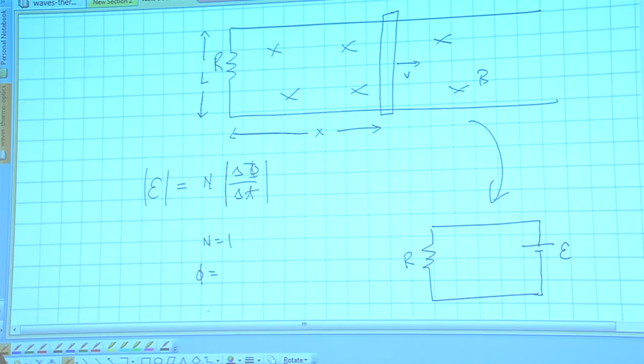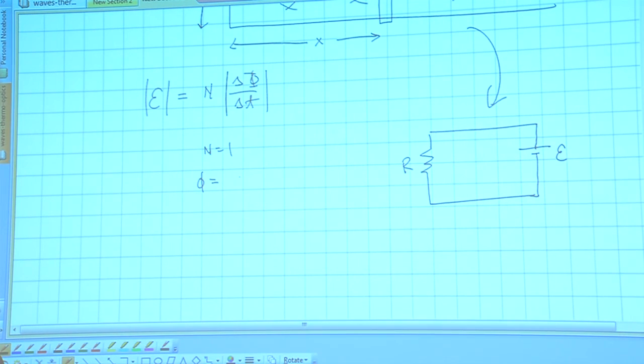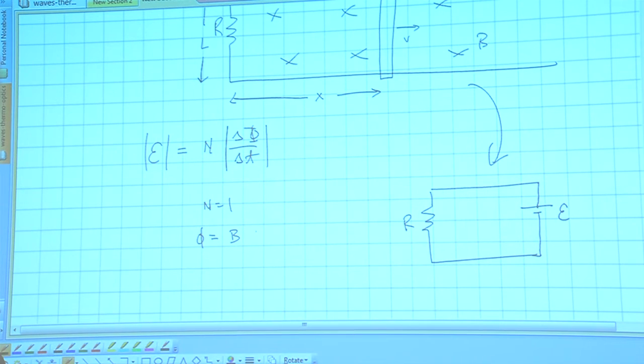The flux is equal to the magnetic field times the area. And the area is going to be L times X, right? This is going to be my initial flux. And my final flux is going to be BL times (X plus delta X). Right, because it's changed by some delta X in some time delta T. We good with that?